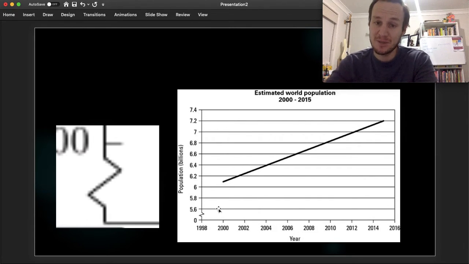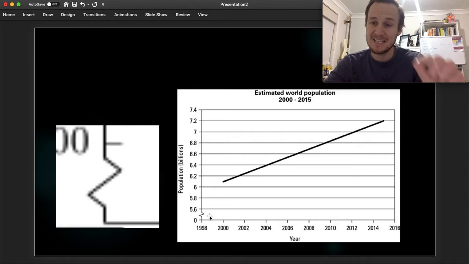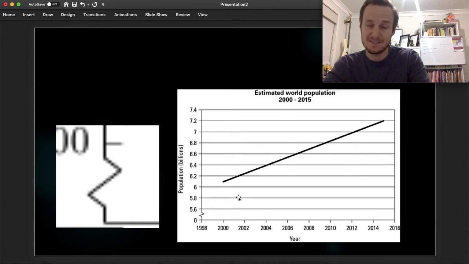Like I said here, if we're talking about the world population, how much it's going up, if they started from 0 over this time, and then that's only gone up from 6.1 to 7.2 billion, that's huge.